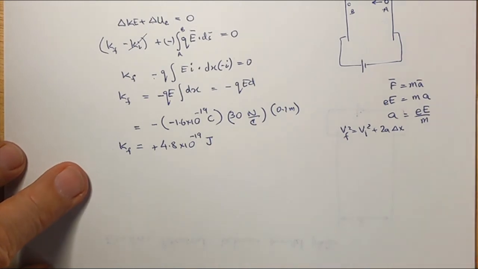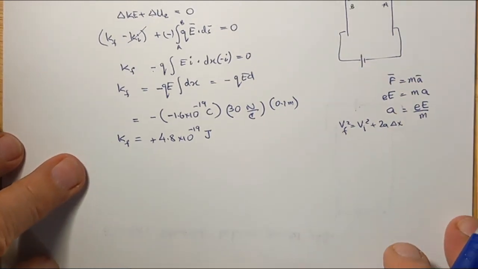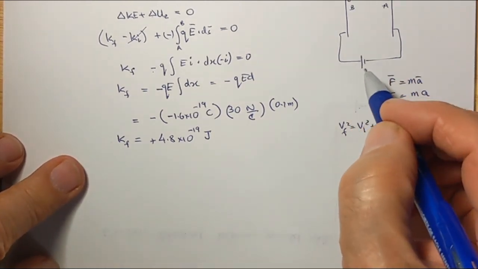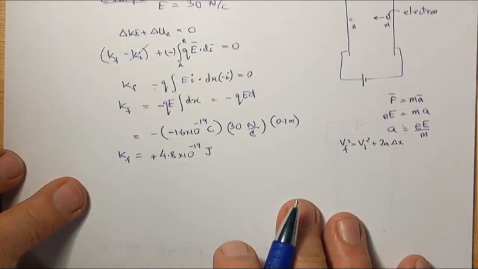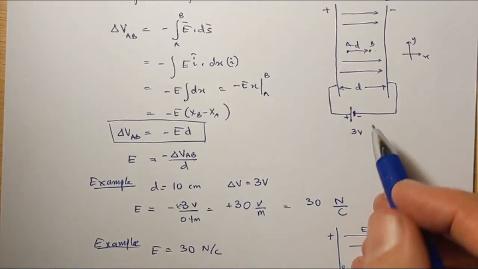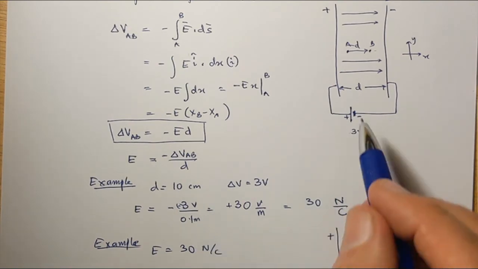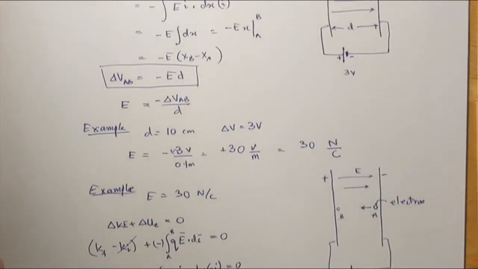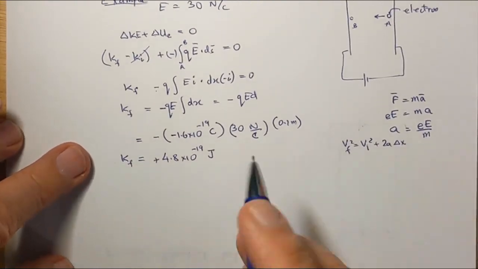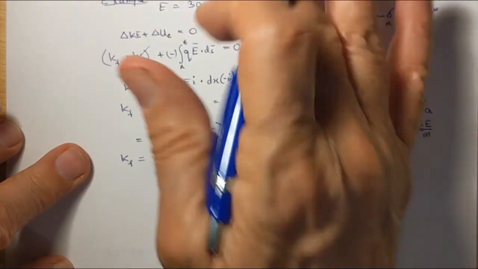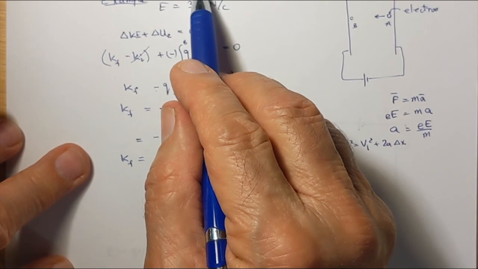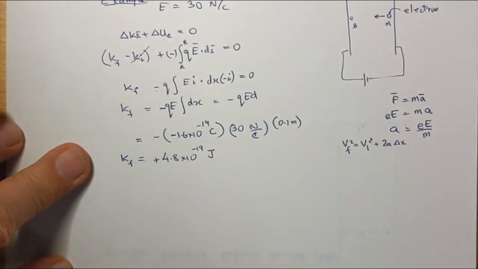Now let's do a small change. Let's change the voltage to 1 volt. So instead of having 3 volts and getting 30 newtons per coulomb, if we had 1 volt, then what would we get? Well, the electric field would be 1 over 0.1, so that's going to be 10 newtons per coulomb.